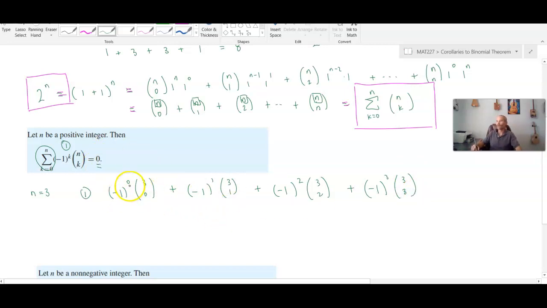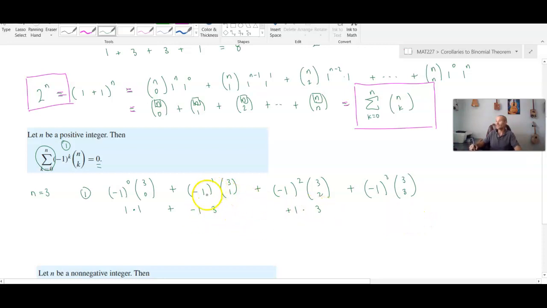So let's see here. -1 to the 0 is 1. 3, there's only one way to choose 0 objects from 3. -1 to the first is -1. 3 choose 1 is 3. Oh wait, I already know what these are going to be. This is from the fourth row of Pascal's triangle. This is going to be 3. This is -1 squared, which is +1 times 3.